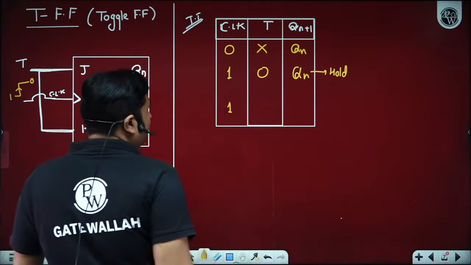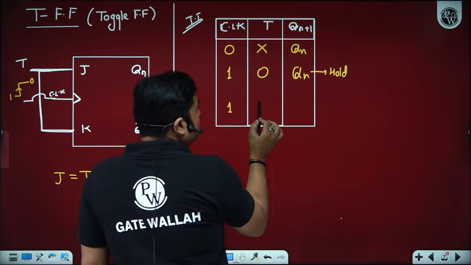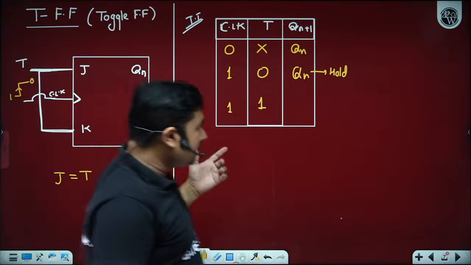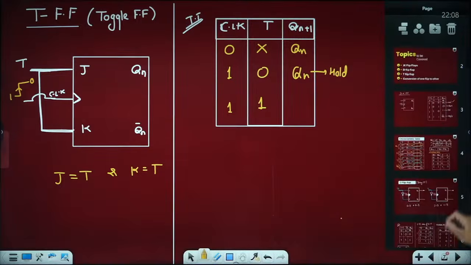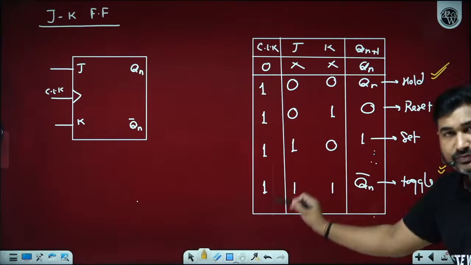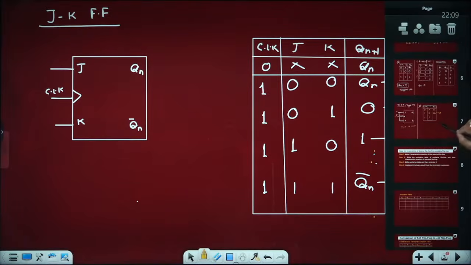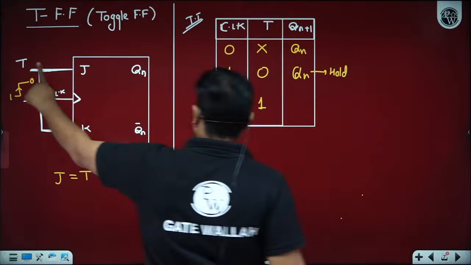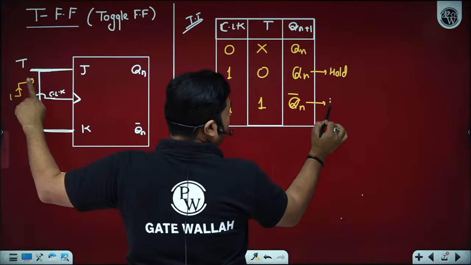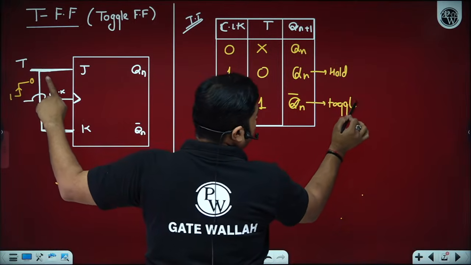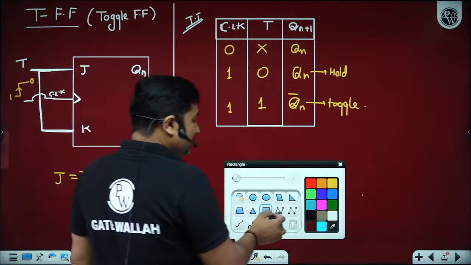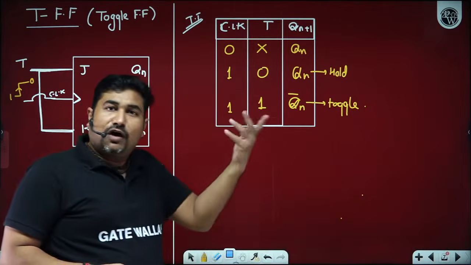Is it okay? Now if we put T equal to 1, it indicates J is 1, K is 1. And in a JK flip-flop, if J is 1, K is 1 and a clock is applied, the next state will become toggle mode. So in a T flip-flop with T equal to 1, J is equal to 1, K is equal to 1, and the T flip-flop will operate in toggle mode. How many of you are able to understand, beta ji? Great.